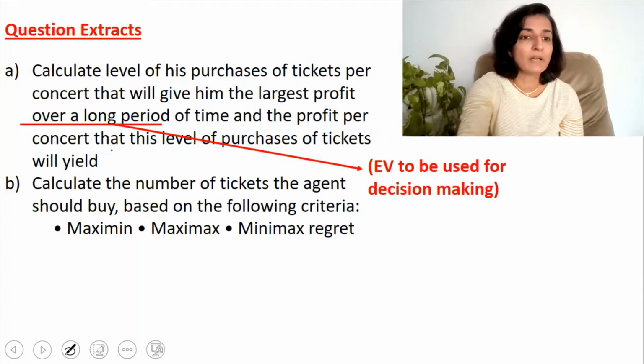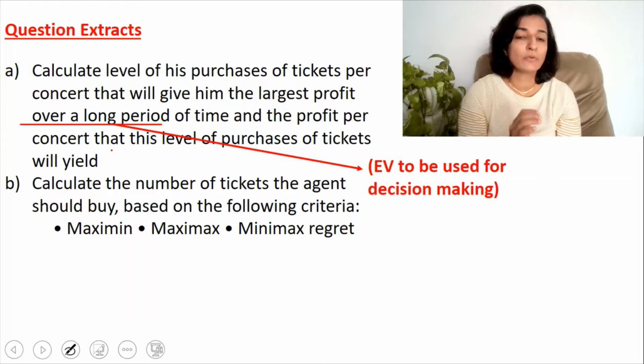Now coming to the B part, calculate the number of tickets the agent should buy based on the following criteria, that is Maximin, Maximax and the Minimax regret approach. Now for any of these, we have to first construct the payoff table or the profit table. So let's get to the question extracts to construct a payoff table.